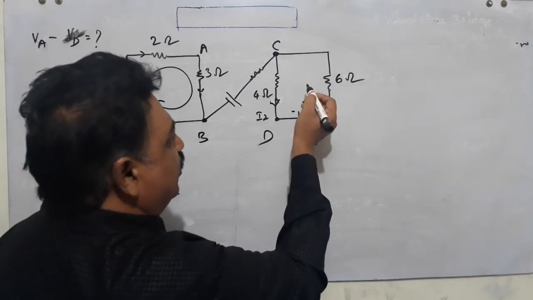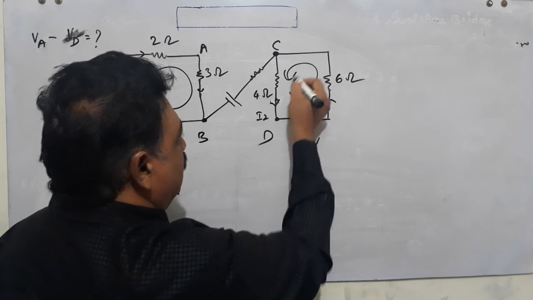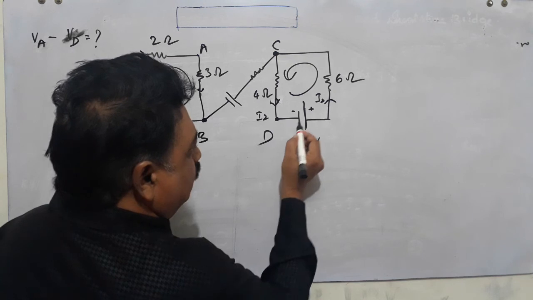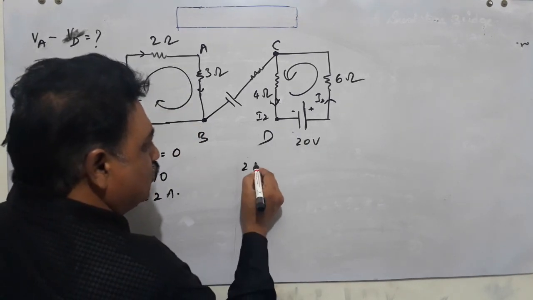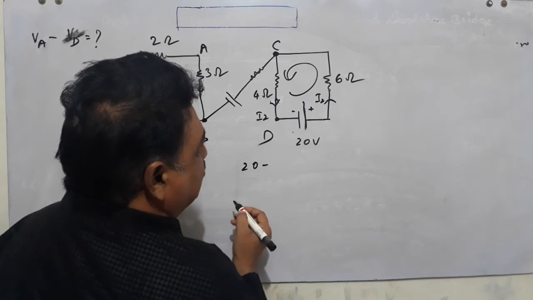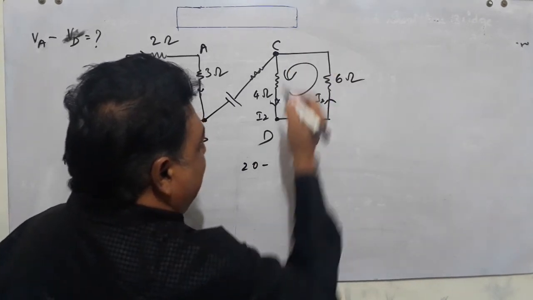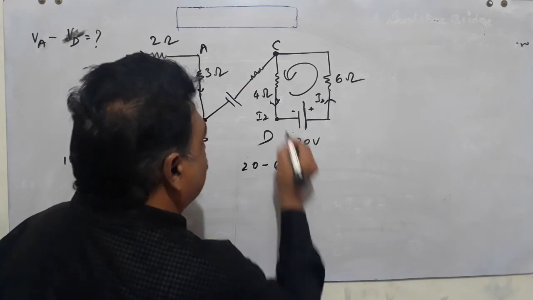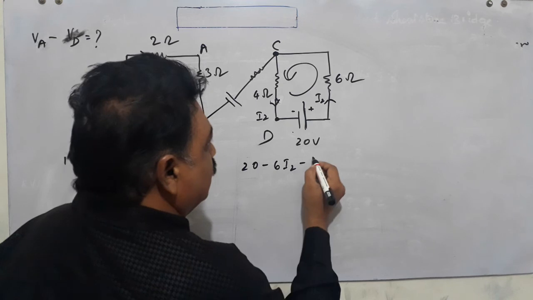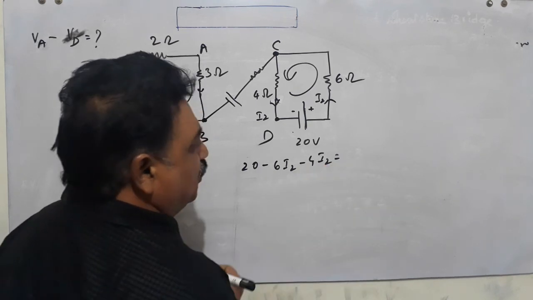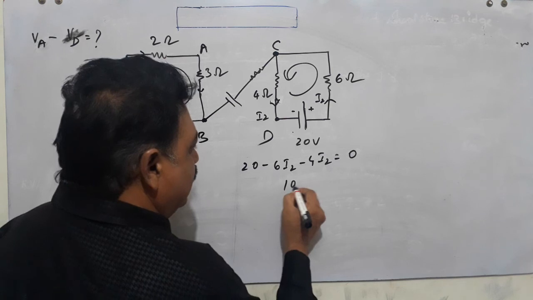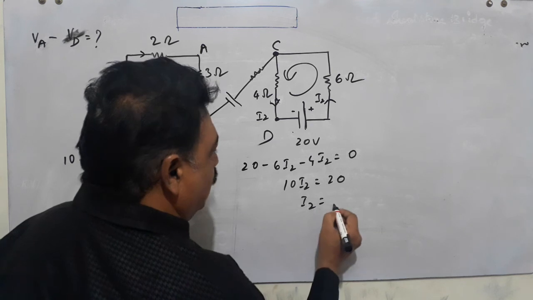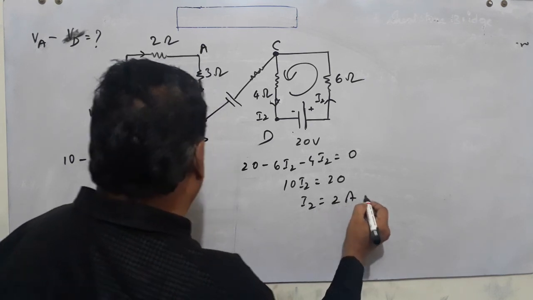And here, if you observe carefully, if you move like this, what is the potential difference? You are moving from the negative terminal to the positive terminal, 20, minus 6 here. You are moving in the direction of current in this way, so minus 6 I2. Here also across the 4 ohm resistor, minus 4 I2, and it is equal to 0. Here also 10 I2 is equal to 20, so that I2 is equal to 2 amperes.